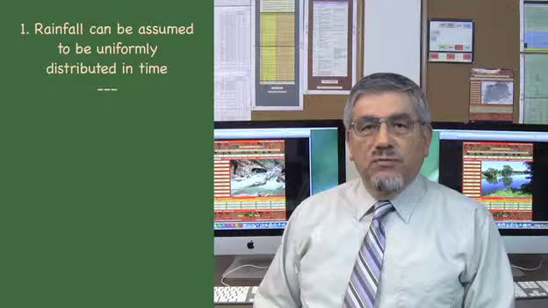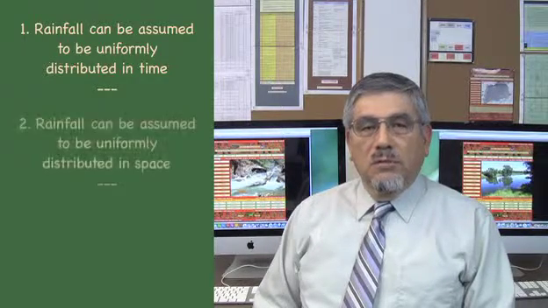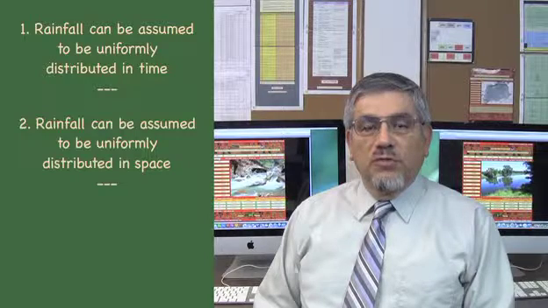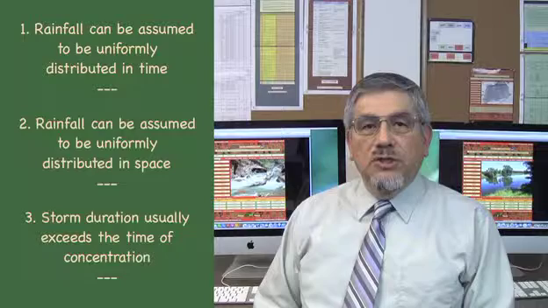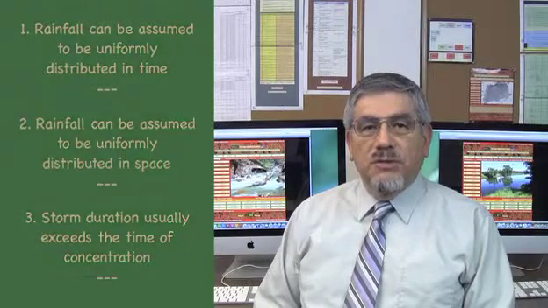Catchments possessing some or all of the following properties are small in a hydrologic sense. 1. Rainfall can be assumed to be uniformly distributed in time. 2. Rainfall can be assumed to be uniformly distributed in space. 3. Storm duration usually exceeds the time of concentration.